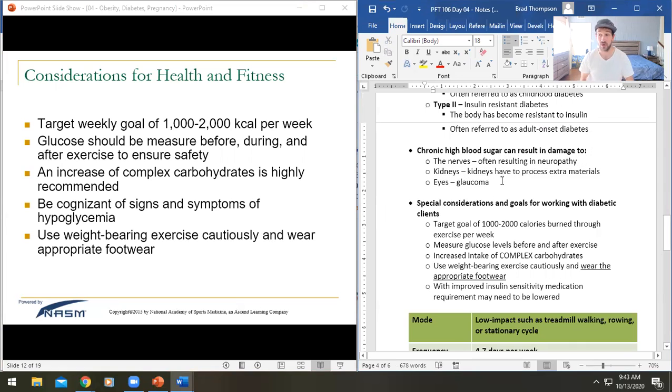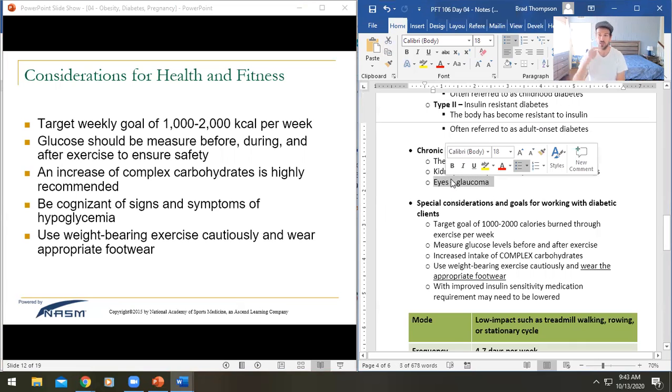Your kidneys have to process other materials that they really shouldn't have to be processing, because your kidneys are kind of like the body's filter, right? And so if they have to filter out more materials, that can lead to them being damaged. And it can lead to glaucoma, like I said, nerve damage in the eyes.